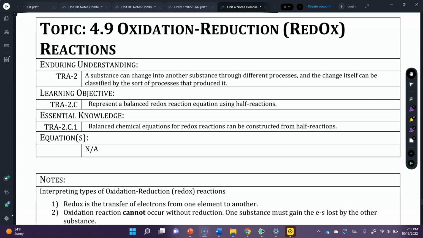Welcome to topic 4.9, oxidation reduction or redox reactions. By the end of this, you should be able to balance a redox reaction equation using half reactions.